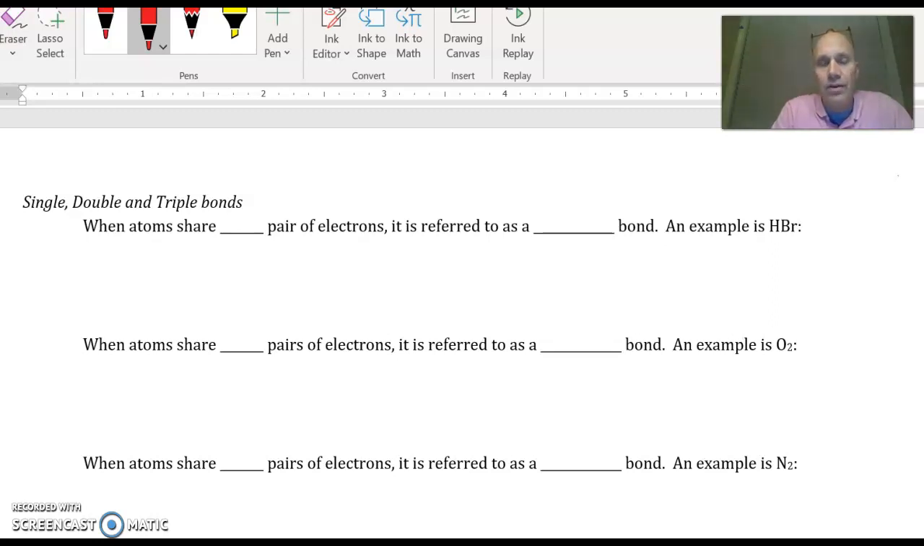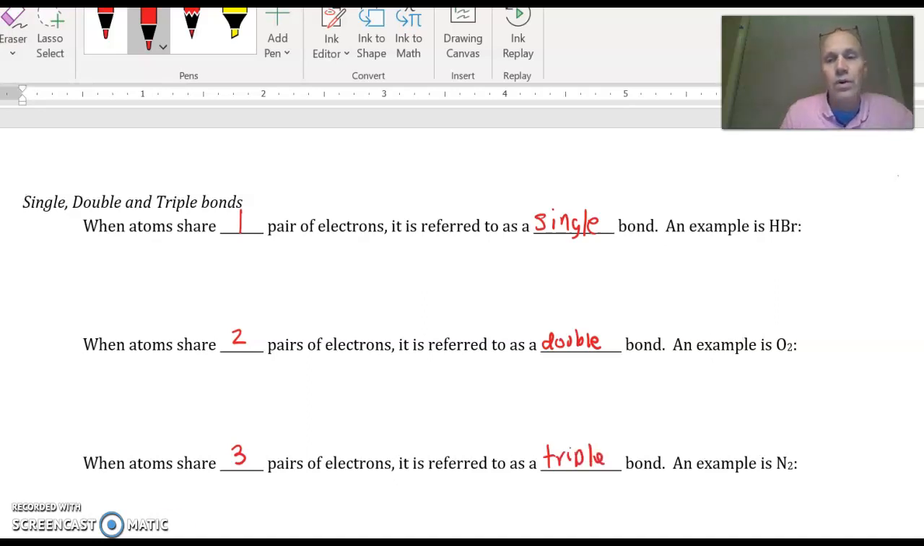So whenever you have covalent bonds, there are three types of bonds that you can have. The first is when atoms share one pair of electrons. That's referred to as a single bond. When they share two pairs, that's considered a double bond. But if they share three pairs, that's not surprisingly a triple bond.